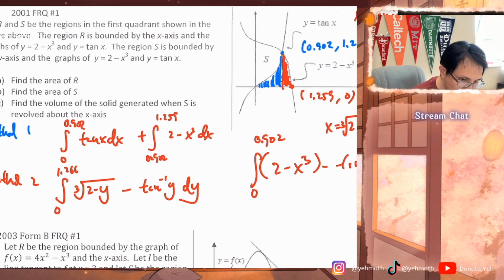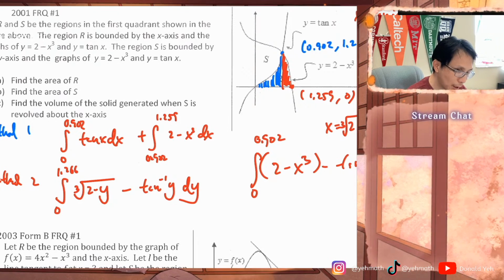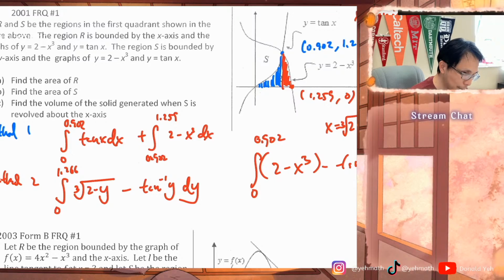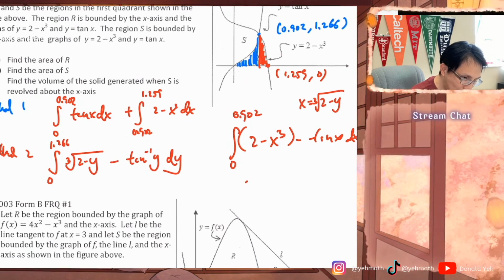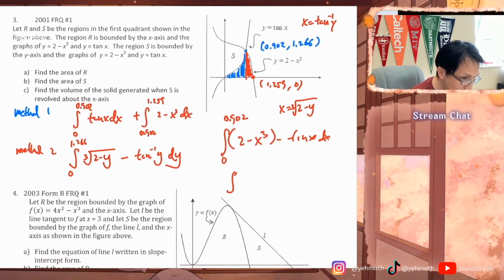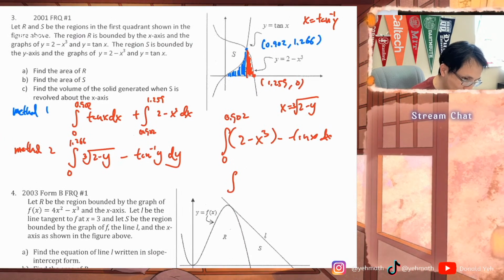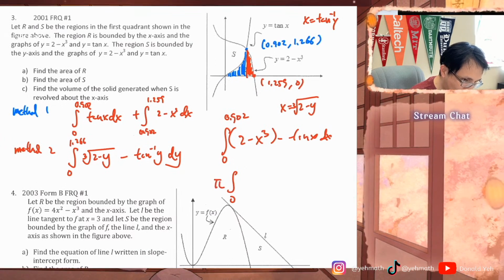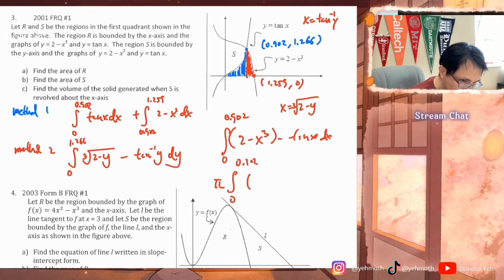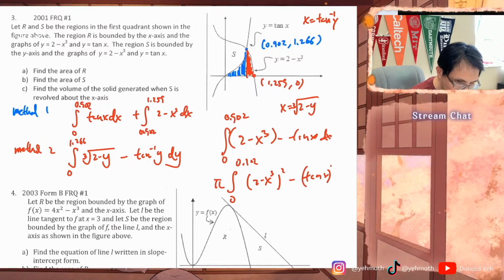So you've got to be able to use the calculator to find the intersection. That's what you need to be able to do. And whatever the value is, I don't know. The last one is going to be very, very similar to the rotation toward the x-axis. So it's going to be the exact same thing, except don't forget the pi, 0.902, 2 minus x cubed, squared, minus tan x squared dx.